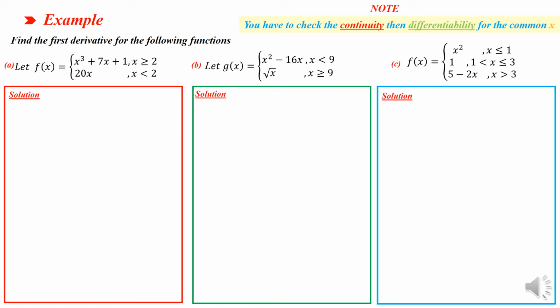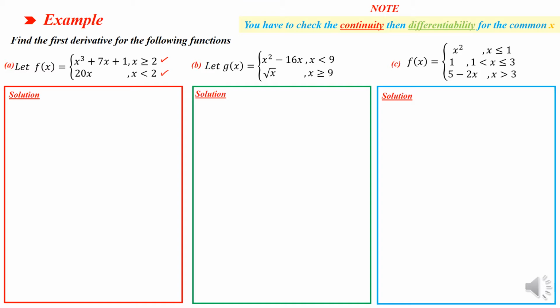Hi everyone, in this video we have piecewise functions and you have to find the first derivative of these functions. In part A we have the function f of x equals x cubed plus 7x plus 1 on the interval x greater than or equal to 2, and we have 20x when x is less than 2.